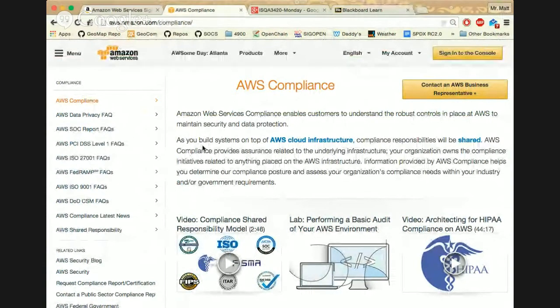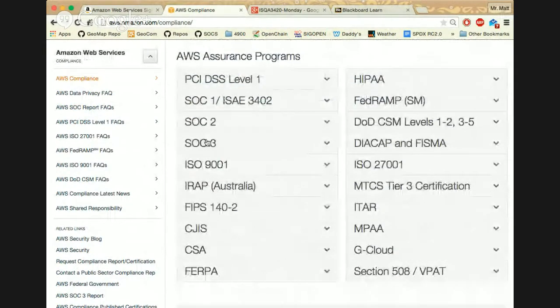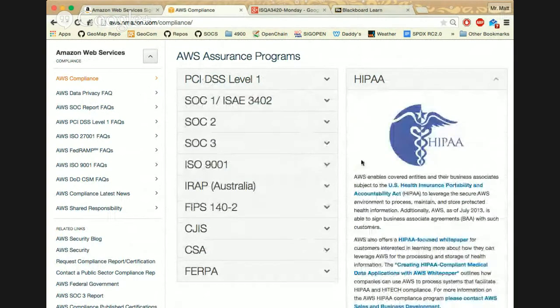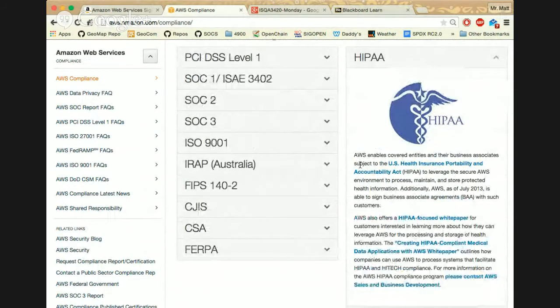If I look at the AWS compliance site, you can see the URL at the top, aws.amazon.com/compliance. I can scroll down and they have the AWS assurance programs. A couple you might recognize: PCI, the credit card one. We'll look at PCI more on Wednesday, along with the regulatory environment around it. HIPAA is probably something you're pretty familiar with: healthcare records, and whether or not Amazon is compliant with HIPAA.